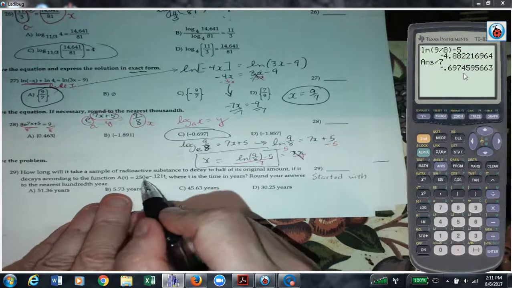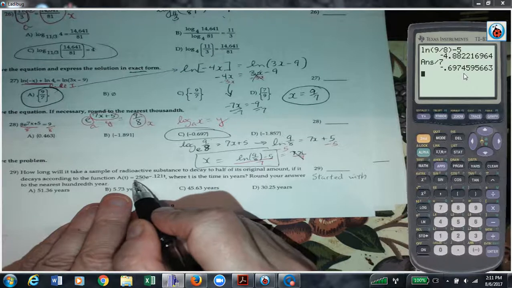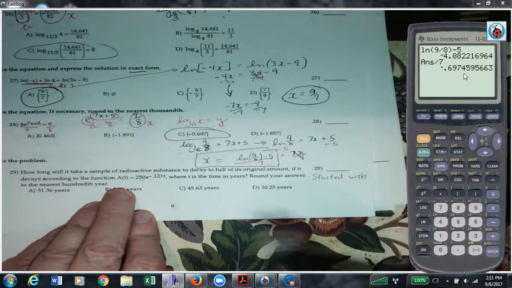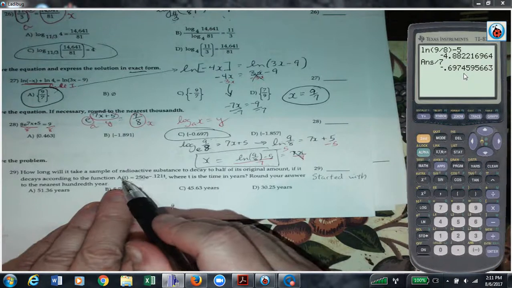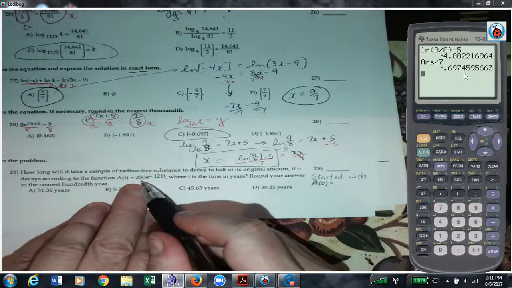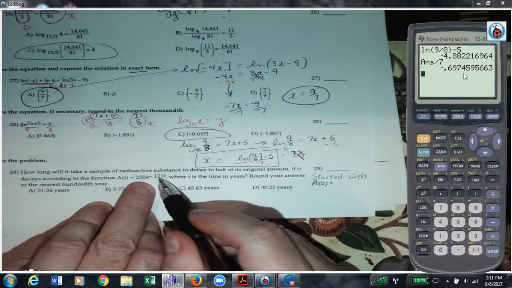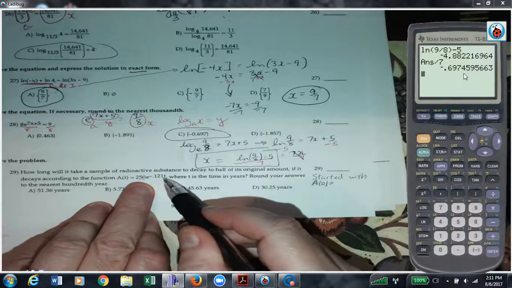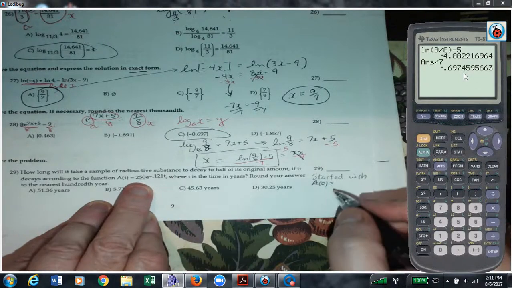Well, this is the amount that you start with. And if you can't remember that, when does your time start? When t is equal to 0. So A of naught is your starting amount, and that would be 250 times e to the power of, well, 0, because it's negative 0.121 times 0, and e to the 0 is 1.